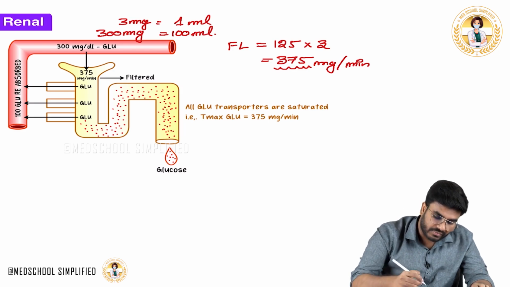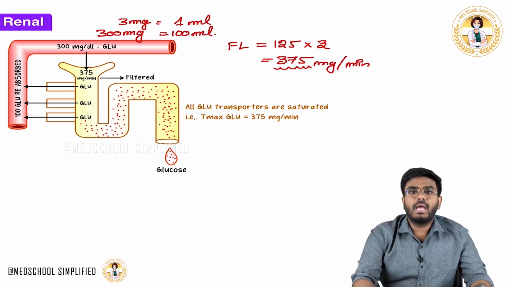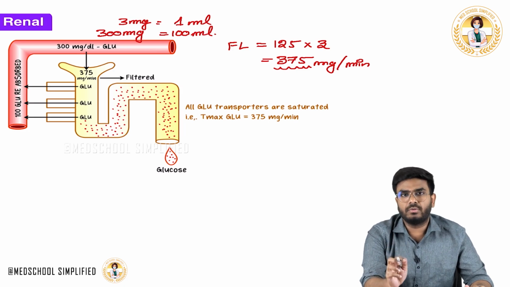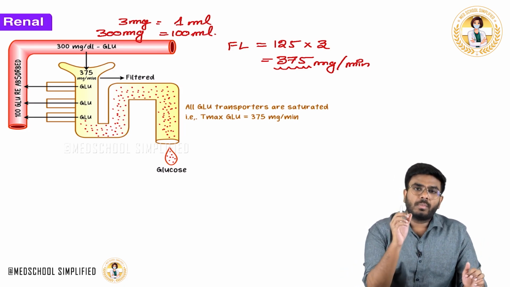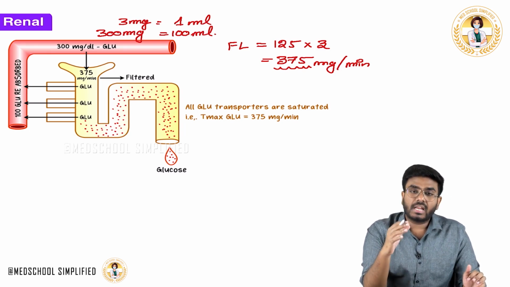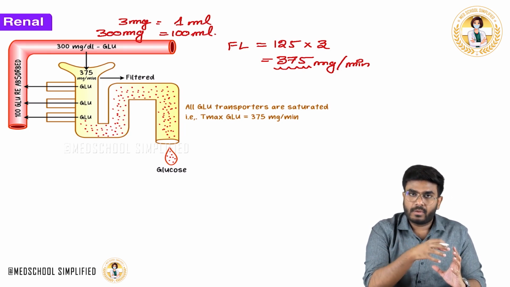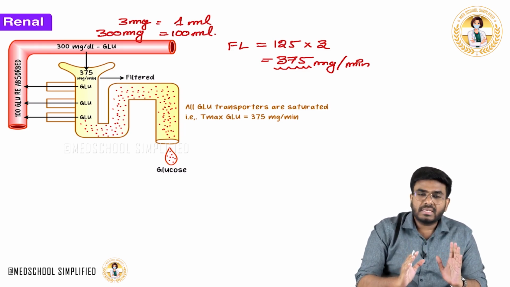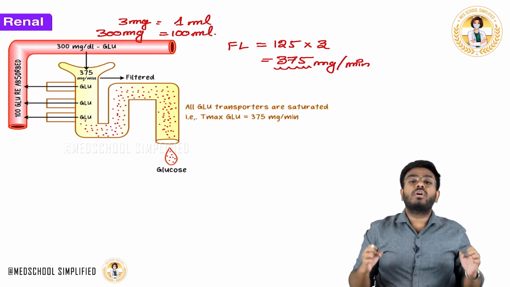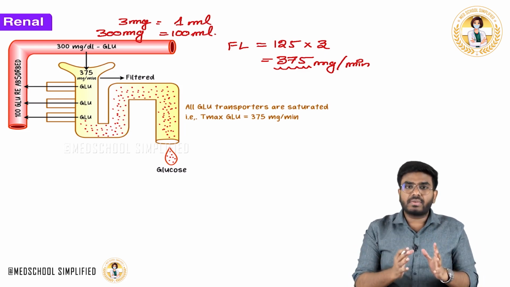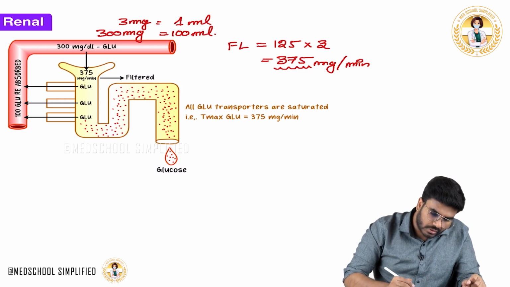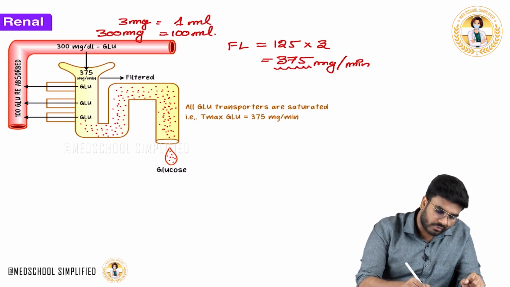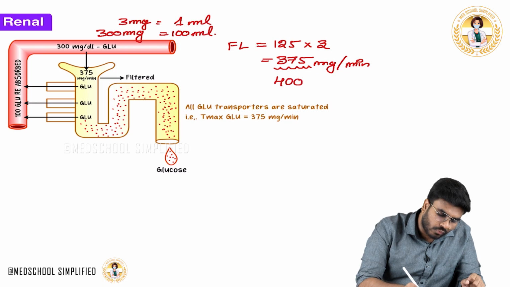This filtered load is very, very high. Up till this value, yes, all your nephrons can reabsorb. You are putting 375 milligrams of glucose into your kidneys every minute, and up till 375 your nephrons will try to reabsorb. But beyond this value, if you increase the filtered load more than this, for example to 400 milligrams per minute, what exactly are you doing?